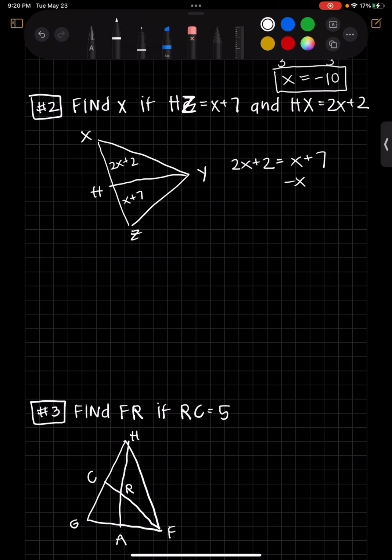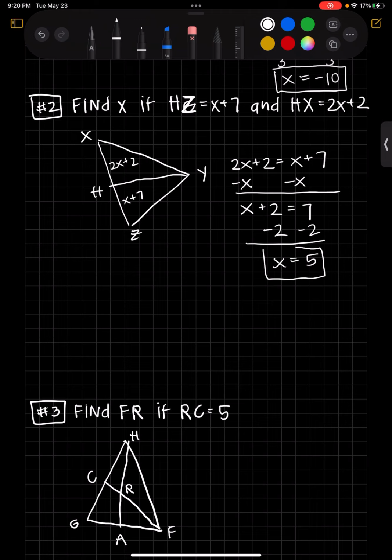So I'm going to subtract x on each side to get the x's together. 2x minus x just gives me 1x, which I can write as just x. Then I'm going to subtract 2 from each side. And I end up with x is equal to 5. And that one was way easy because those equations were quite simple.